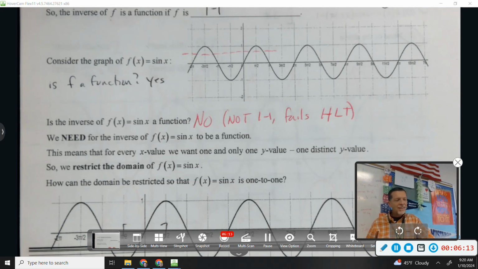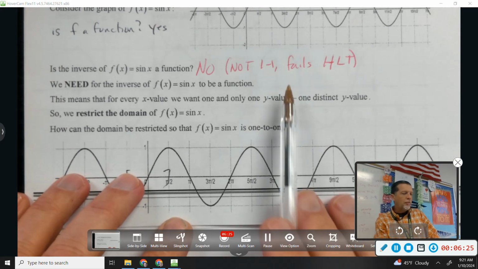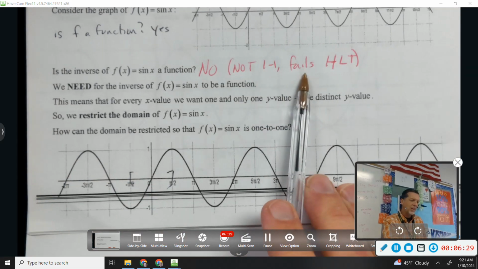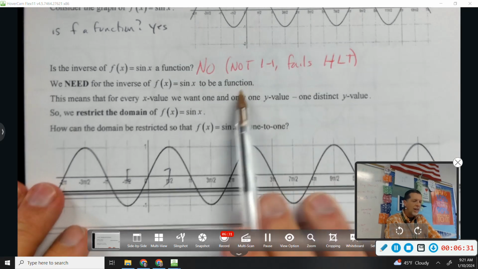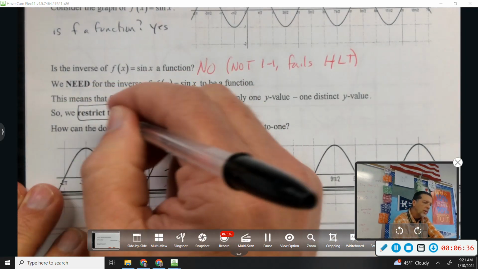But we need the inverse to be a function, right? Your calculator has an inverse sign button on it. We want there to be an inverse, so we have to sort of force it into 1-to-1-ness. We force it to pass the horizontal line test. And so to force that to happen, we're going to restrict the domain.